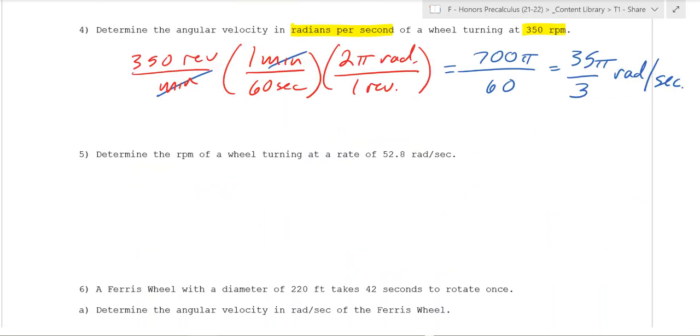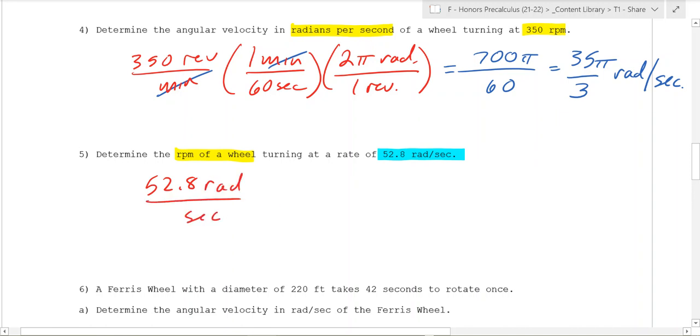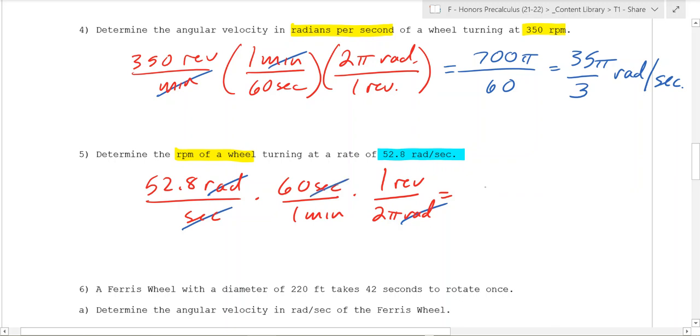What about if you had to determine the RPM of a wheel turning at a rate of 52.8 radians per second? Well, you're going to do something similar. Remember, you're going to start with 52.8 radians per second. That's 1 second. And there are 60 seconds in 1 minute, and then 1 revolution is equal to 2 pi radians. So what cancels? The radians cancel right there, the seconds cancel right there. So what you end up with, if you do all this division out, is 504.203 revolutions per minute.